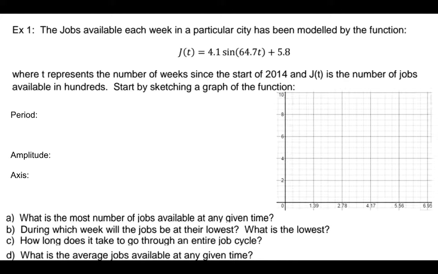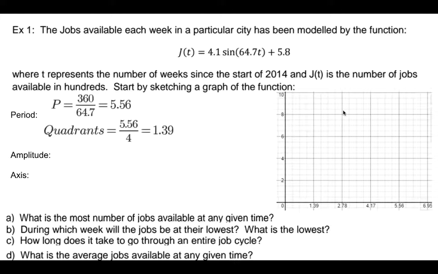Here's an example. It's a cyclical thing about jobs being available, and you've got an equation that's given, so we really just have to interpret what the equation means, graph it, and talk about what the key features are. The first one's the period. We know that the period has been compressed by 64.7, so it's actually 5.56. Since t is the number of weeks, we're looking at 5.56 weeks.